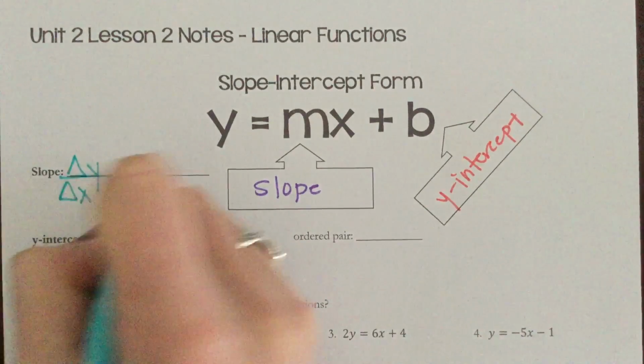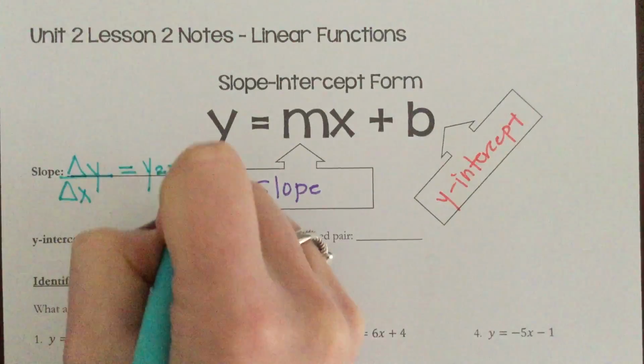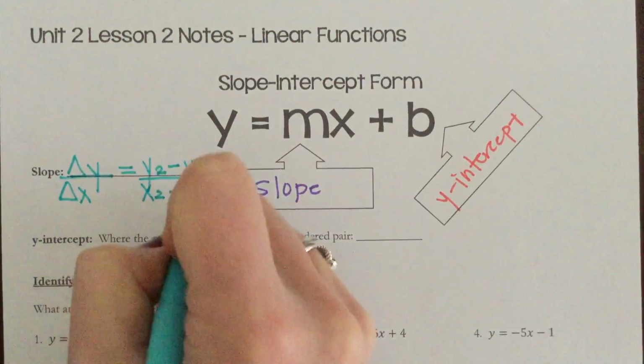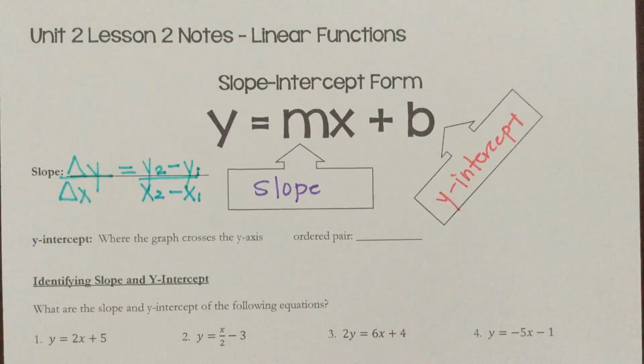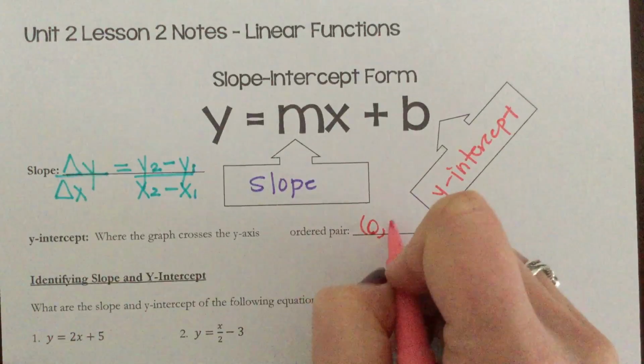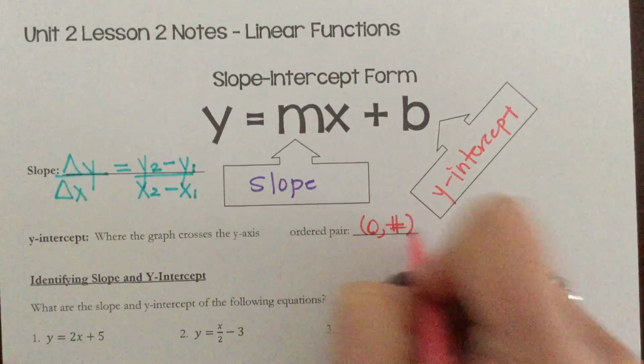This can also be seen by taking our y coordinates and subtracting them, and then dividing that by the x coordinates and subtracting them. In slope-intercept form, the y-intercept is the point where the line crosses the y-axis. And as an ordered pair, that is the ordered pair where x is 0 and y is some number.